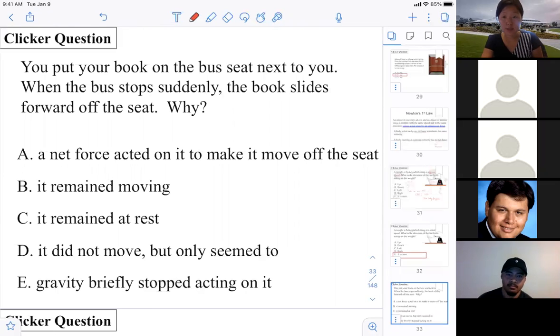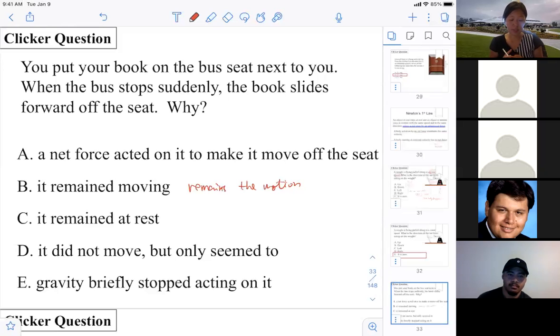So Newton's first law says, go ahead, Grant. The book was in motion, and then when the bus stopped, the book remained in motion until it, I don't know, hits the floor, or hits something else, but it's going to remain in motion until it's directly stopped. Very good, excellent.